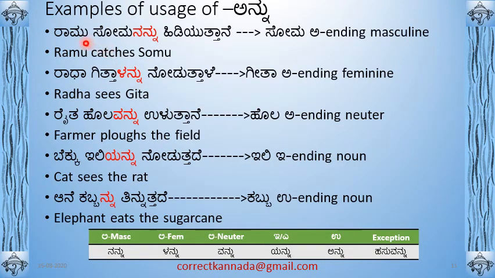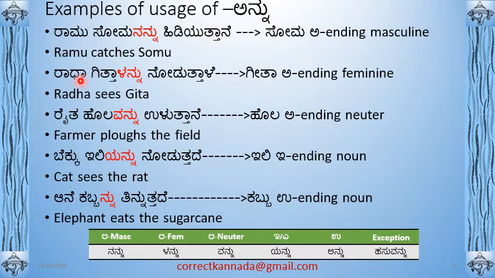This will help you to understand how annu is put together. Okay, Ramu Somanannu hidiyuttane. Here Soma is your object and it is a-ending, so you are using nannu. You are using the na. So you could see here Somanannu hidiyuttane. So Ramu catches Soma. Soma, it's not Somu, it's Soma.